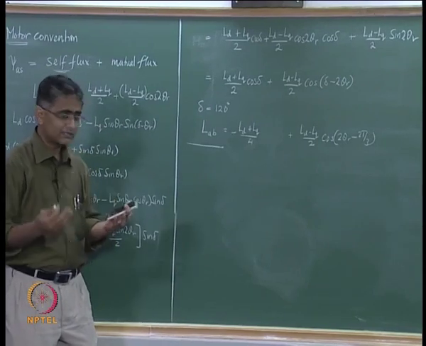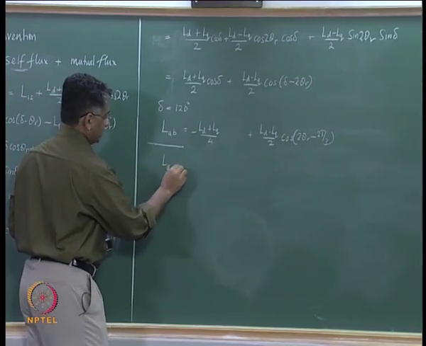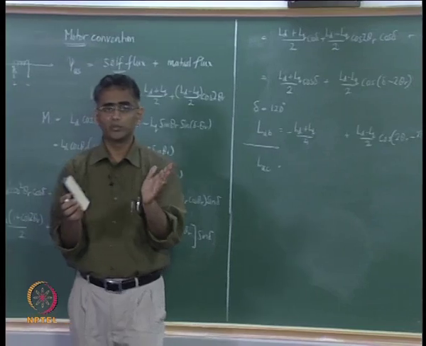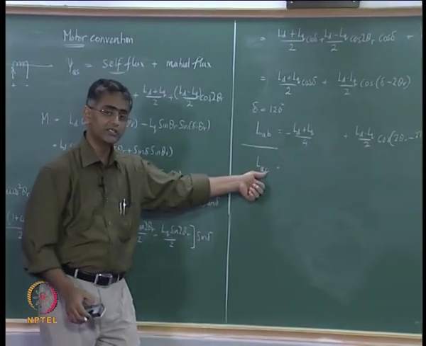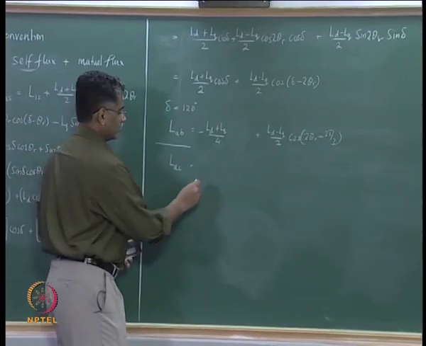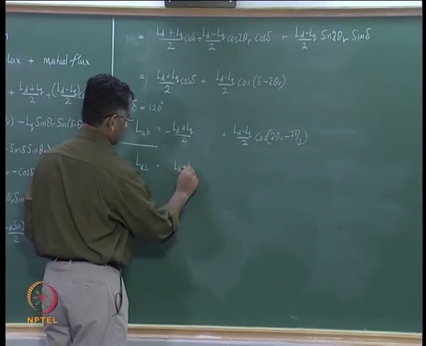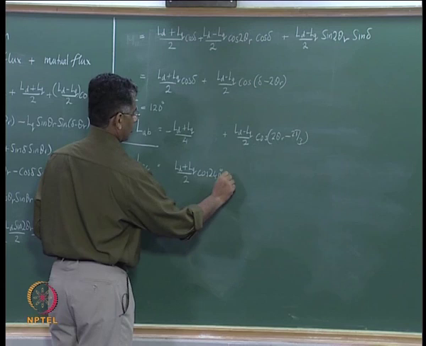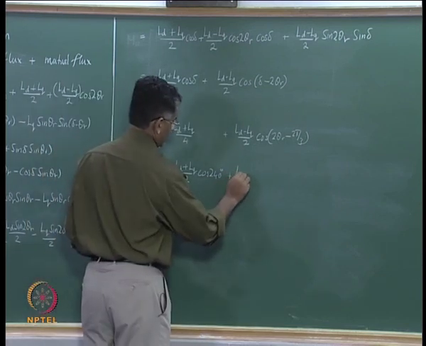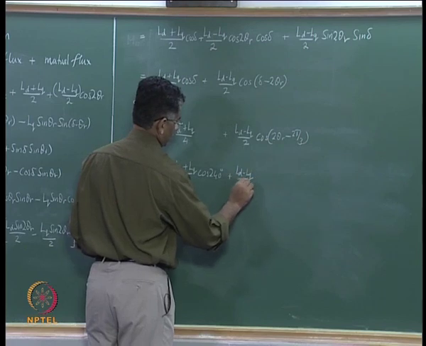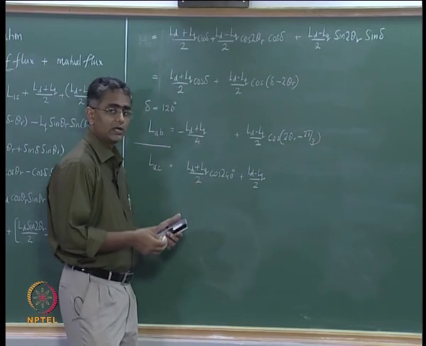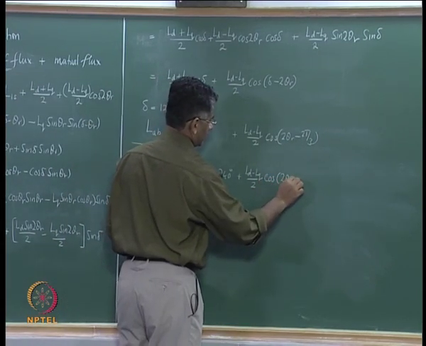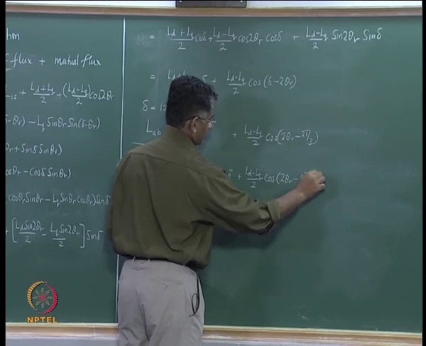If we consider A and C, so let us write LAC, then delta, which is the angular separation between the axis of the A phase and C phase, now becomes 240 degrees, and therefore you have LD plus LQ by 2 into cos of 240 degrees plus LD minus LQ by 2 into cos of 2 theta r minus 240. We can write it as 2 theta r minus 4 pi by 3.